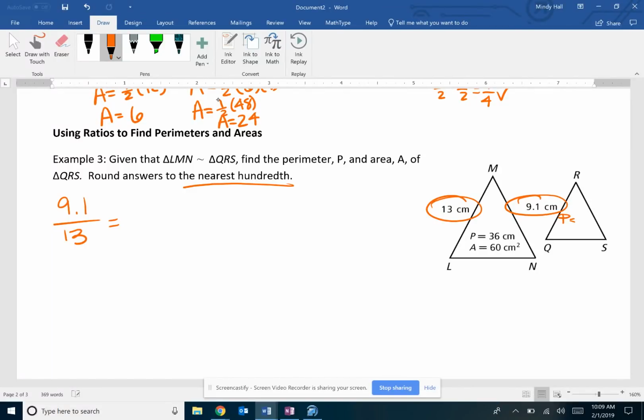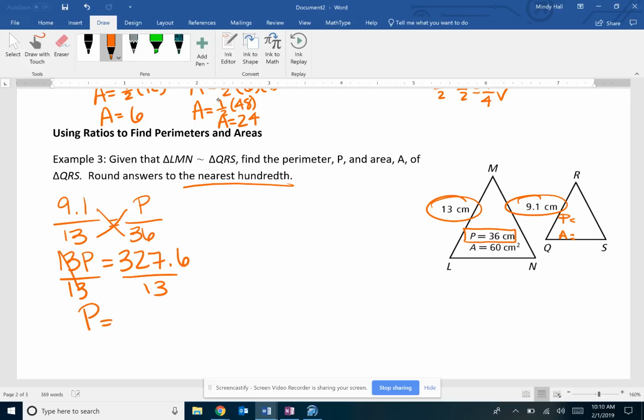I don't know what my perimeter is, and I don't know what my area is yet. So rather than putting X to keep it straight, I'm going to just put a P. And then the perimeter of my big one was 36 centimeters. Okay, so then I'm going to cross multiply. I'll get 13P equals 327.6. And then when you divide by 13, you get that P equals 25.2 centimeters.